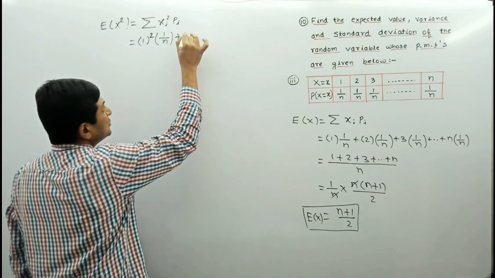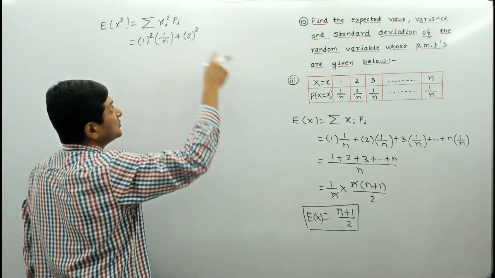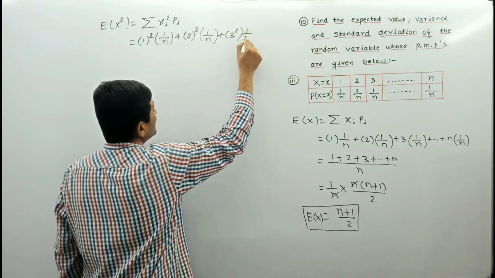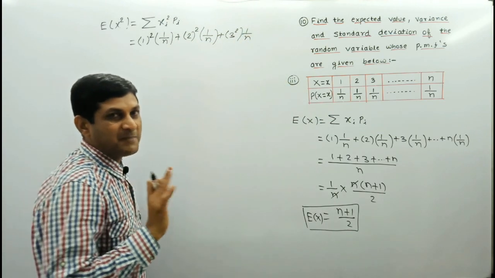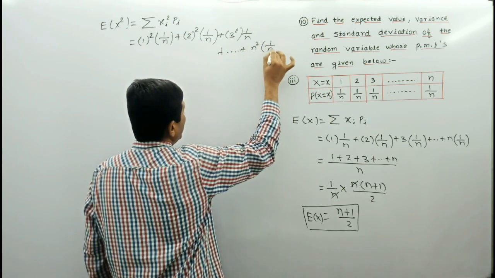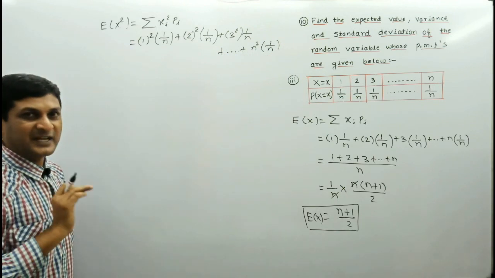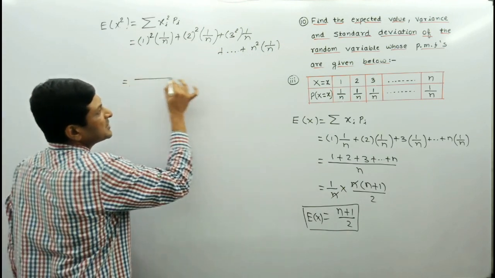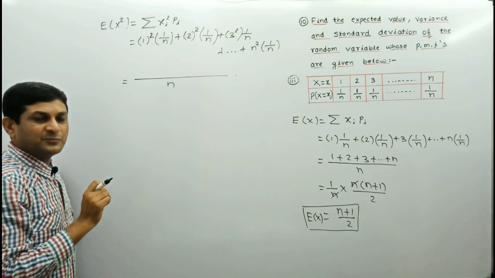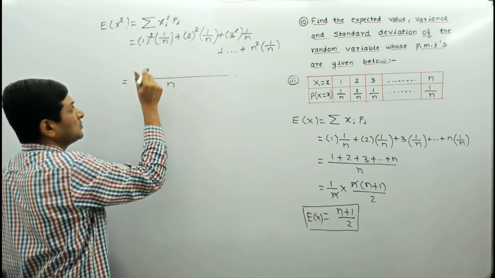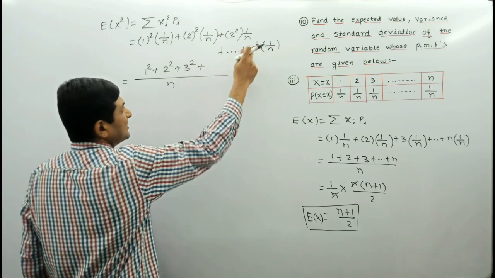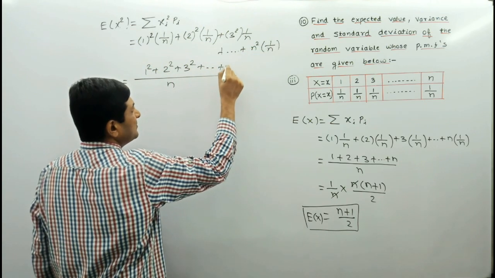What will the second term be? 2 square, because the second value of random variable is 2, so 2 square into its probability 1 by n. Continuing this way, 3 square into 1 by n, because the probability of 3 is also 1 by n. Continuing this way, the last term will be n square into 1 by n, isn't it? Because the last value of random variable is n. Here we can easily observe that the denominators of all the terms are the same, n. Since denominators are the same, we are taking addition of numerators: 1 square into 1 is 1 square, 2 square into 1 is 2 square, 3 square into 1 is 3 square, and n square into 1 will be n square.